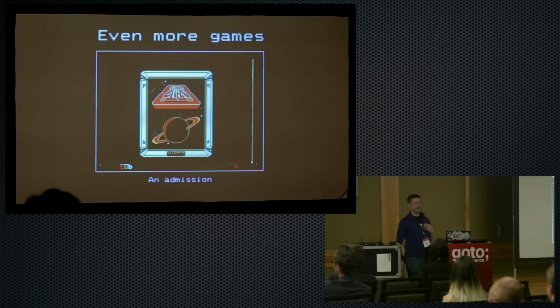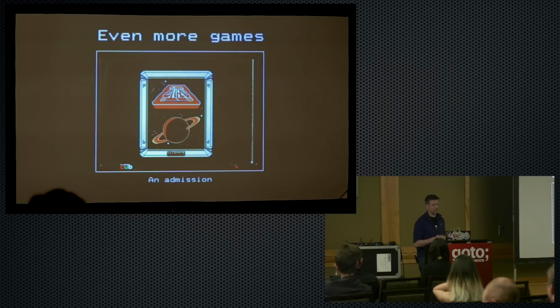Then, of course, this is an admission of mine. I may have alluded earlier to the playground transfer of illicit games that I may have partaken in my youth. But this game here, Alien 8, it came on cassette, and I could never get it to run on my computer because I actually had a slightly different version of the BBC.